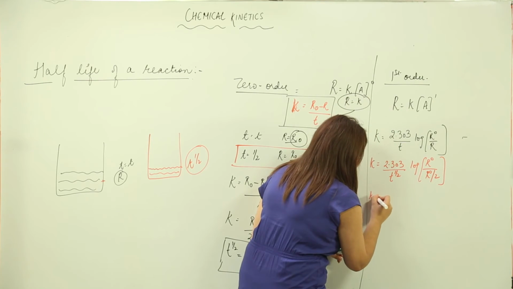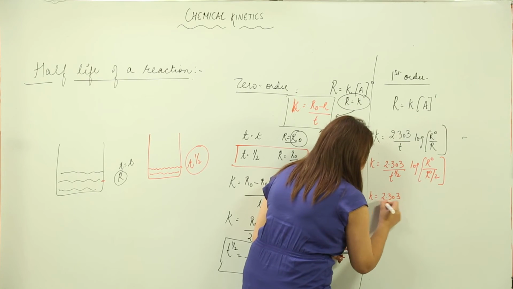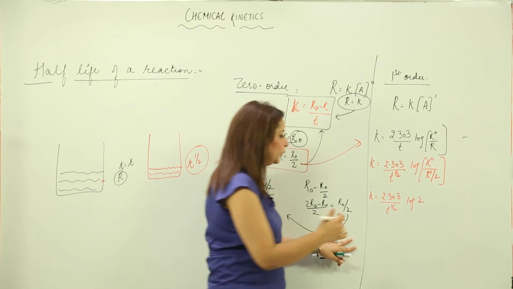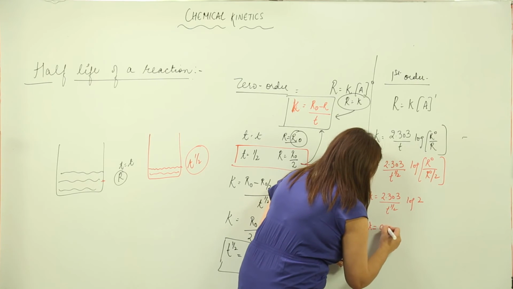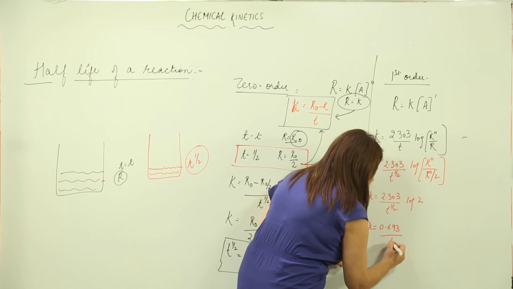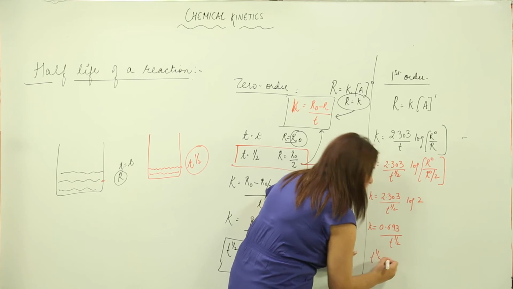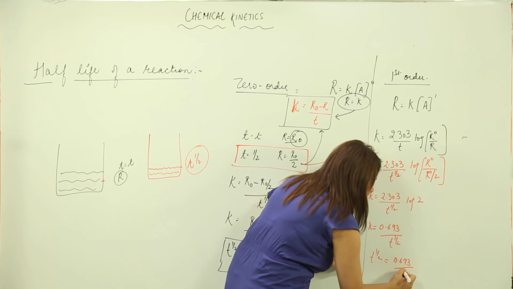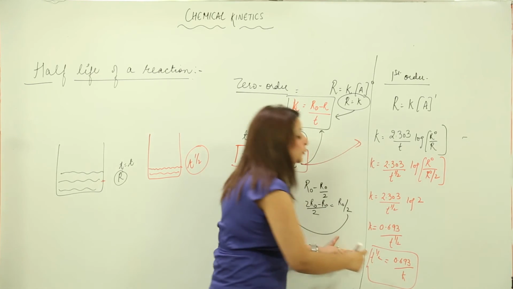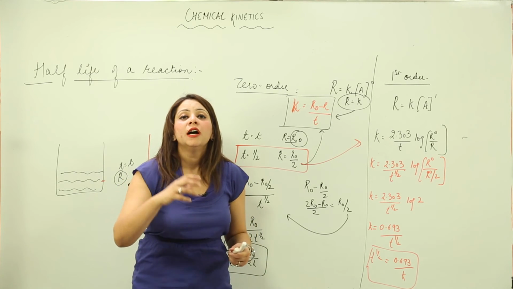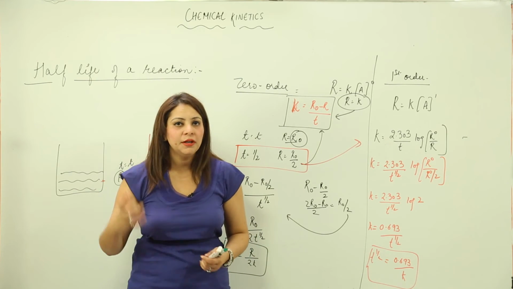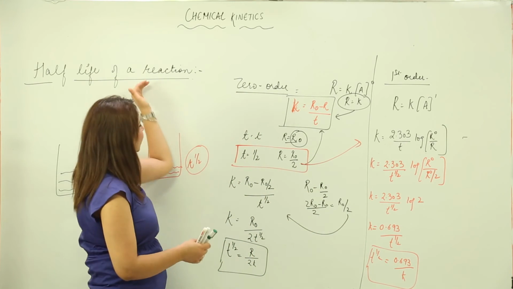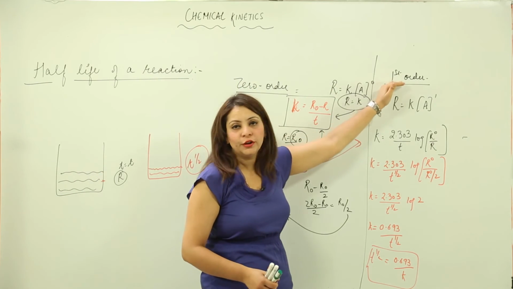So after solving, what do I get? I get 2.303 over T half, log of 2. And when I simplify the result, I get K is equal to 0.693 divided by T half, because we need the expression for T half. So T half is equal to 0.693 divided by K. This is the expression we will use to calculate the half-life period for a first order chemical reaction. So I think it's clear how you calculate the half-life for 0 order and for first order.